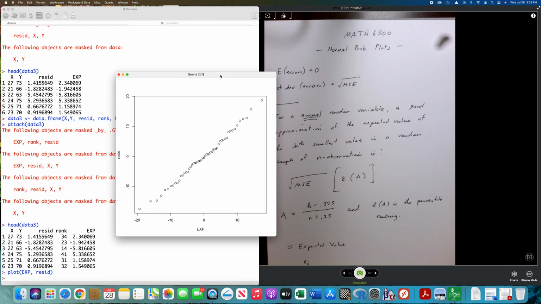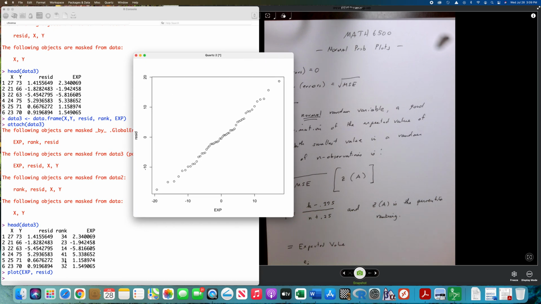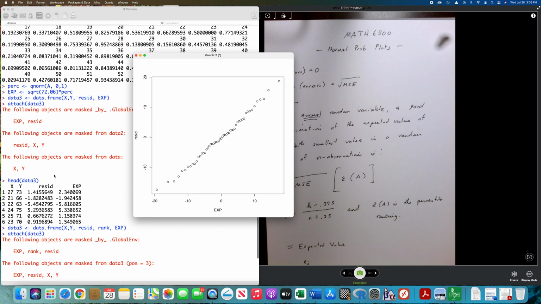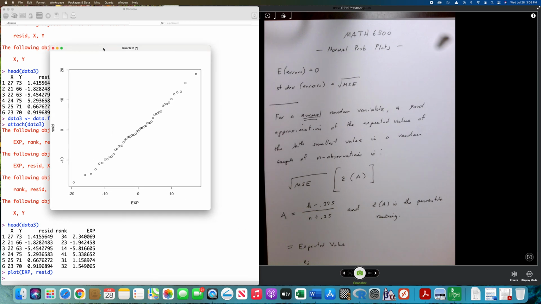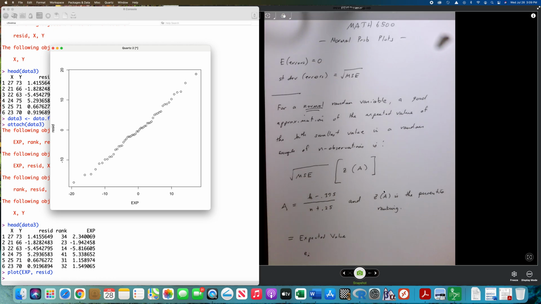And you can see that what we get is identical to the plot that we got from above where we did the QQ plot. I think it's really interesting to see this. I'll be completely transparent, I think seeing this is worth the price of admission. If we know we have a normal random variable, a good approximation of the expected value of the kth smallest in a random sample of n observations is given by this relationship. I just think that's super cool. Sorry to be so geeky with you, but I just do.